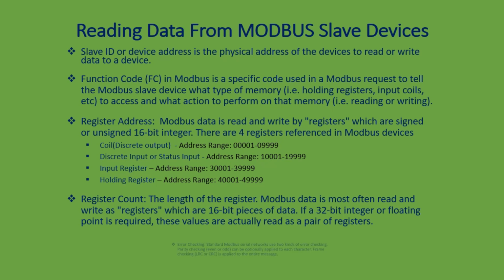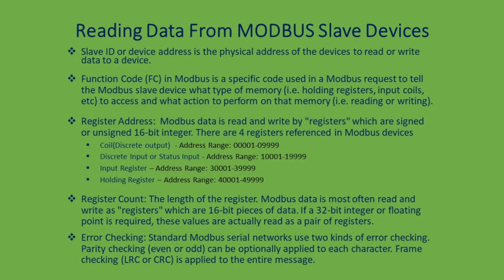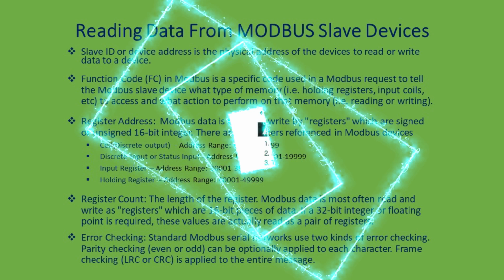And next is error checking. Standard Modbus serial networks use two kinds of error checking. Parity checking, even or odd or no parity, can be optionally applied to each character. Frame checking, LRC or CRC, is applied to the entire message.